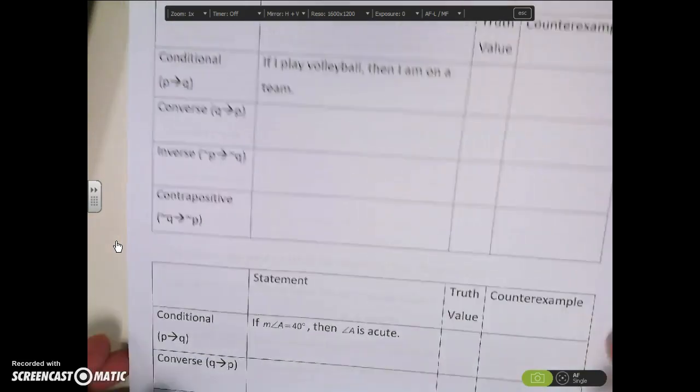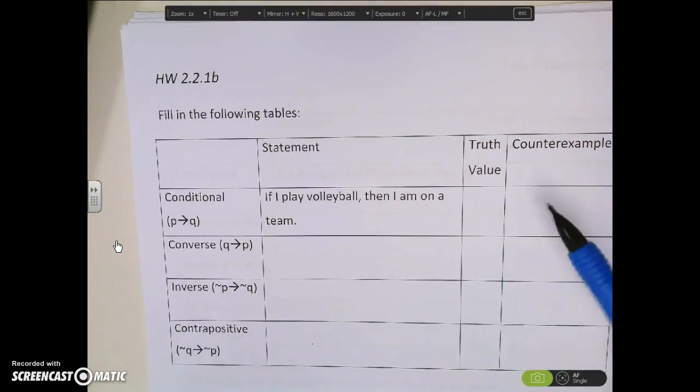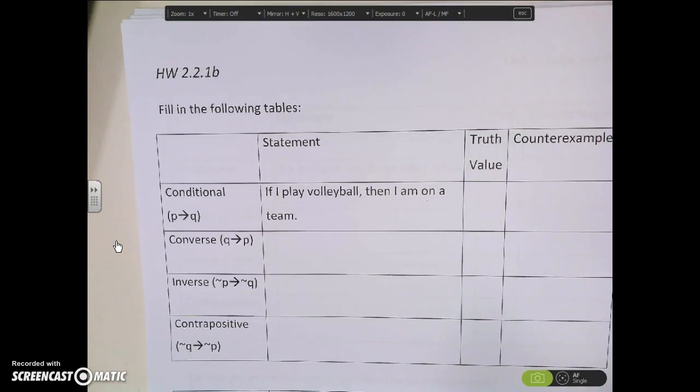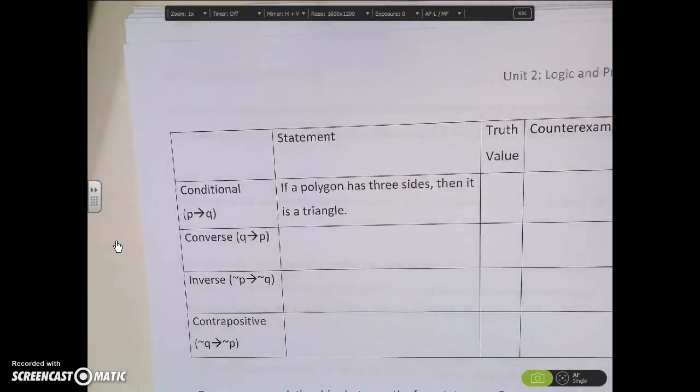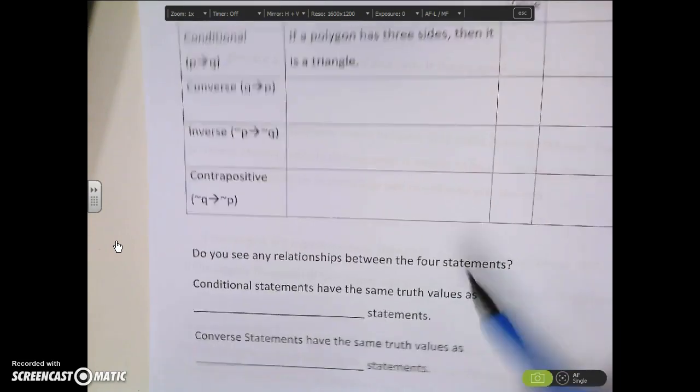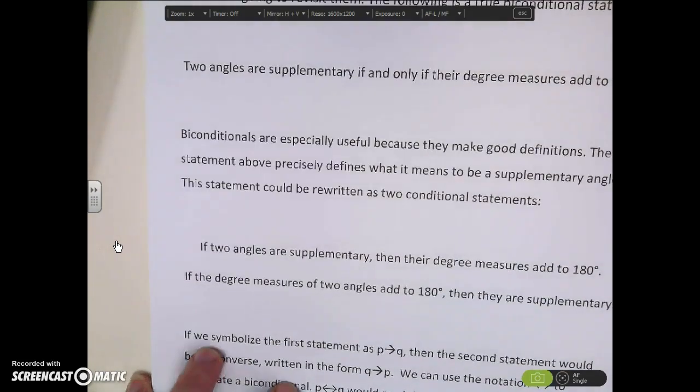So now I want y'all to do the practice questions in 2.2.1b. Go through, fill out these 3 charts, and answer these 2 questions down here before moving on to talk about biconditional statements.